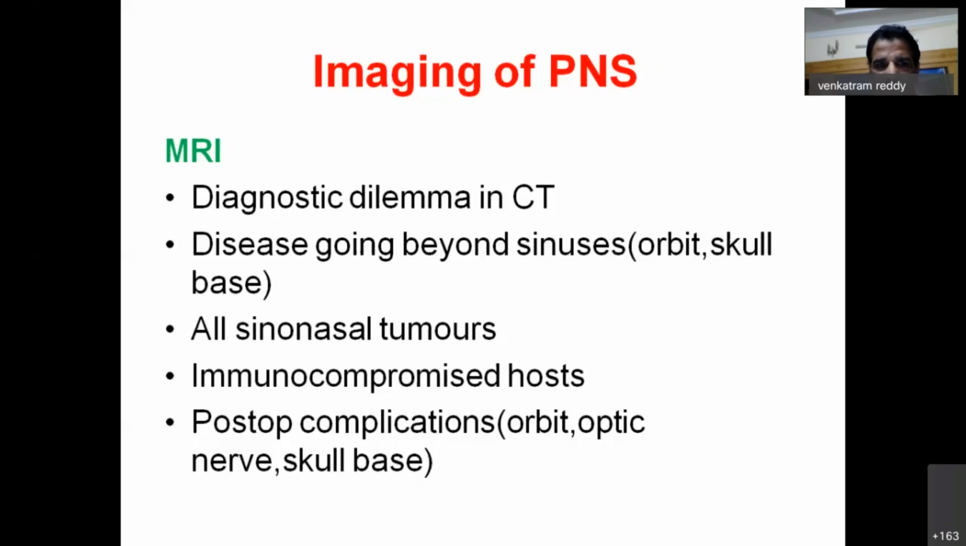So this is of immense importance. And in all immunocompromised hosts, no doubt MRI will give a lot of information, especially in invasive sinus inflammatory disease. And post-op complications: when you have a post-op complication involving the orbit, optic nerve and skull base insult, then probably MRI will come into the picture. So these are some of the overall indications wherein MRI can have an edge or a complementary role, giving more additional information compared to the CT scan.